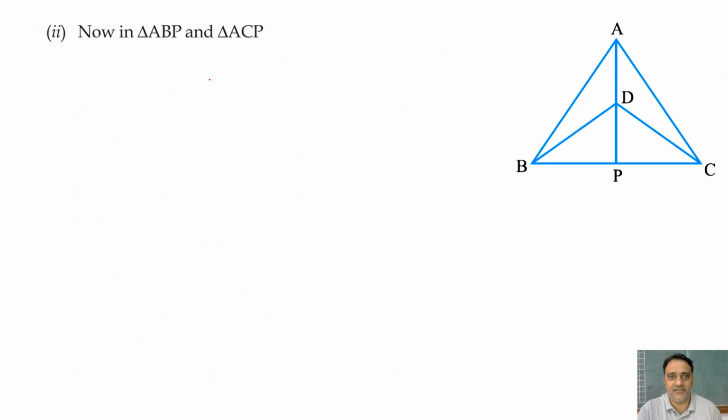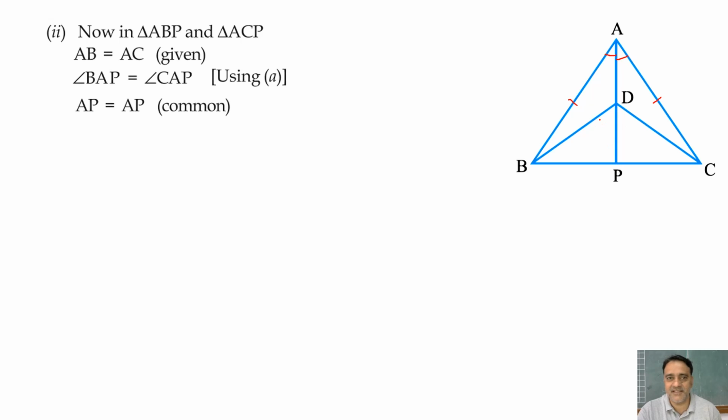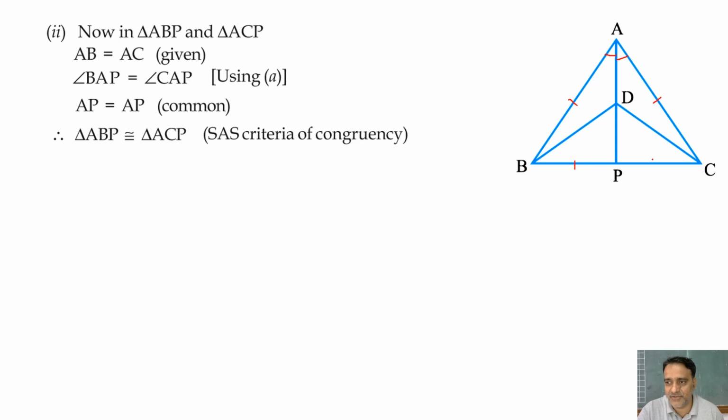Right. Now in triangles ABP and ACP, AB is equal to AC. This is given. And these two angles are equal, already proved. And AP is common. So these two triangles are congruent by which criteria? SAS. Very good. SAS congruence rule. So if these two triangles are congruent, then BP is equal to CP by CPCT. Is it clear? And what about this angle? These two angles are equal. Okay.